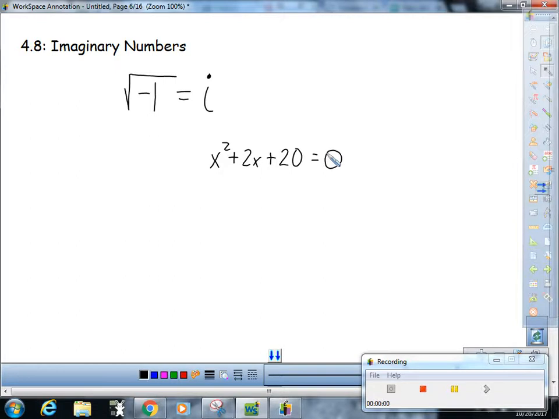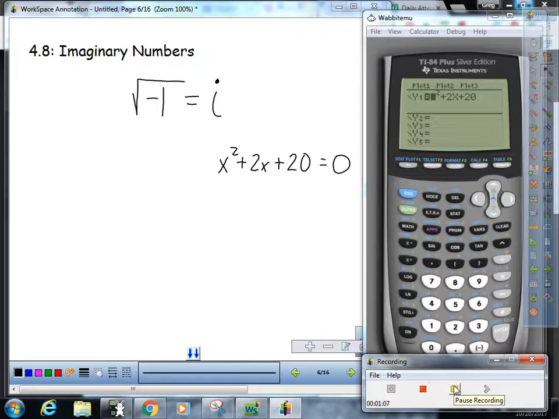Okay? If you put this in your graphing calculator, hold on a sec. Okay, so here I have it in my graphing calculator, and I graph it. And notice, it does not hit the x-axis, which means there are no real solutions, because nowhere does it hit 0.